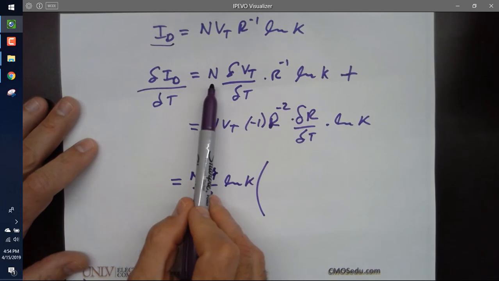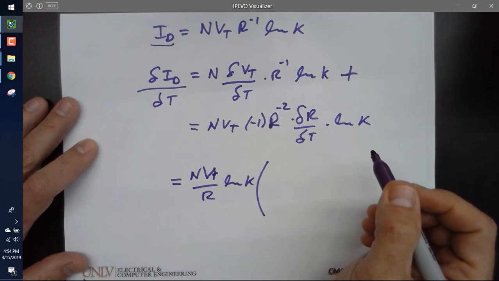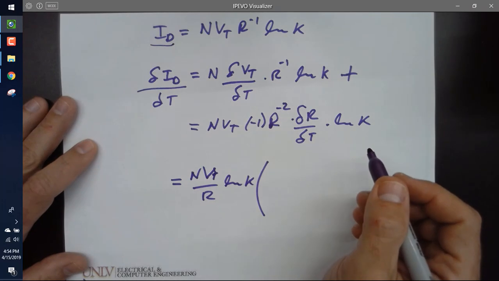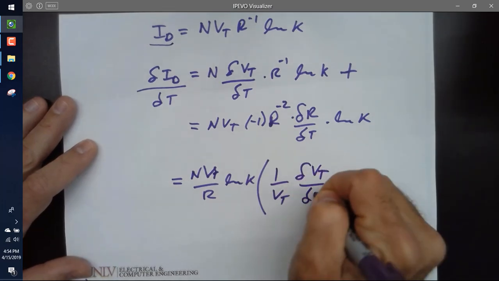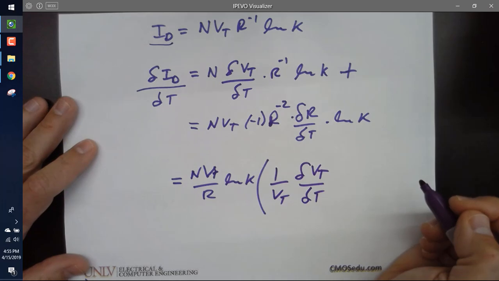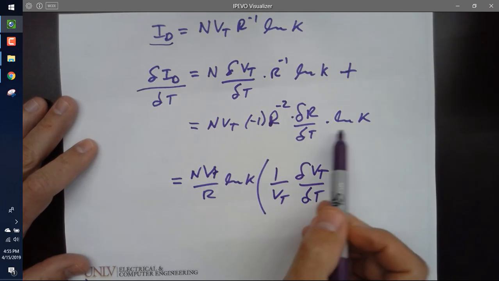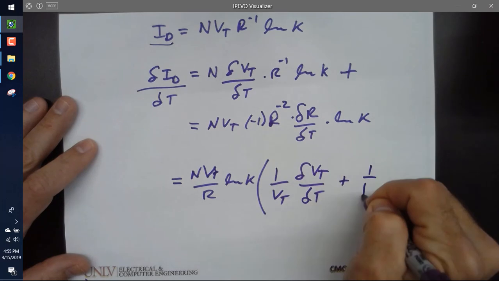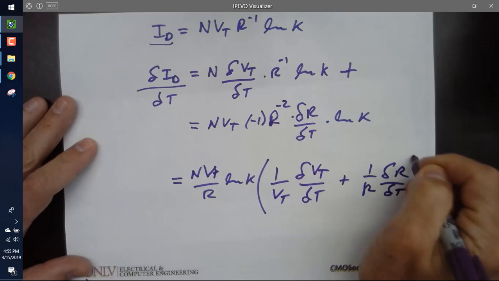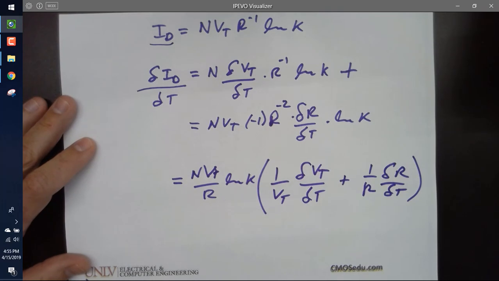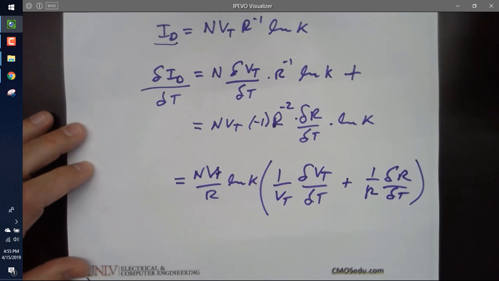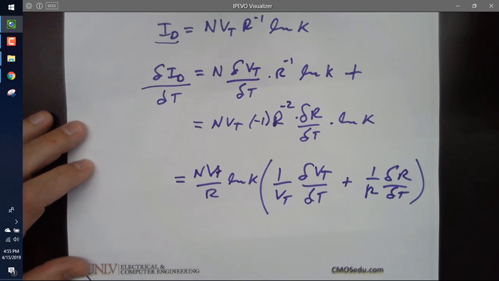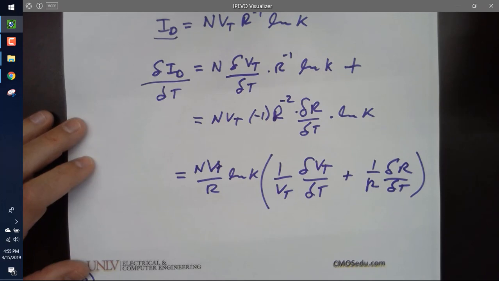And when I pull that out, this term gives me 1 over VT del VT del T. Anybody agree with that? And then when I pull this term out, I get 1 over R del T. Yay or nay? You never had a class with so many derivatives in one lecture that wasn't a math class? This is a math class? I don't think so. Question?